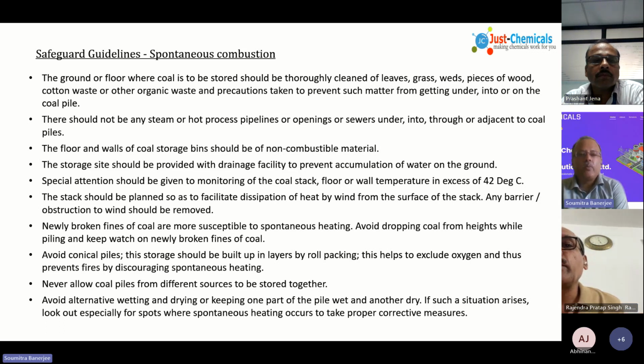Second, there shall not be any steam or hot process pipeline or opening or sewer under it.